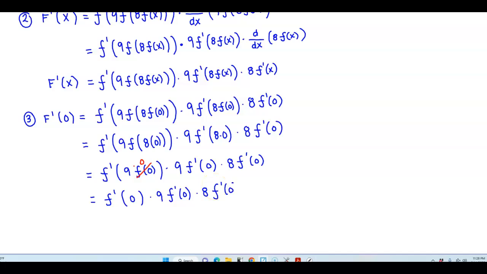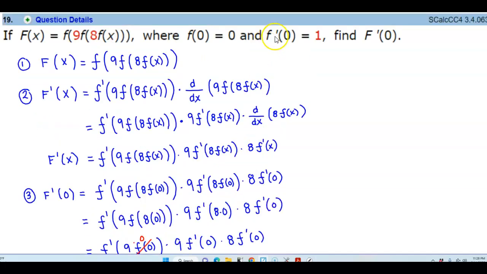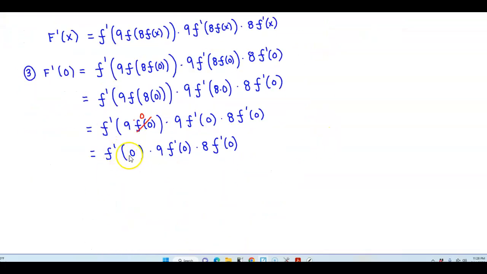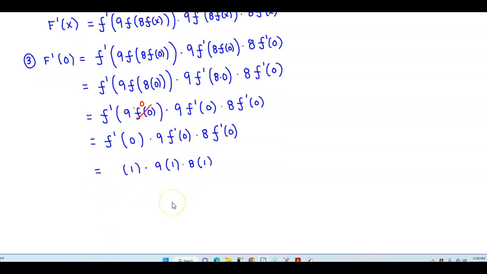Okay, now what do we know f prime of 0 is? We know it's equal to 1. So therefore F prime of 0 is going to equal 1 times 9 times 1 times 8 times 1. And so therefore 1 times 9 times 8 is going to give us 72. So therefore F prime of 0 is going to equal 72.